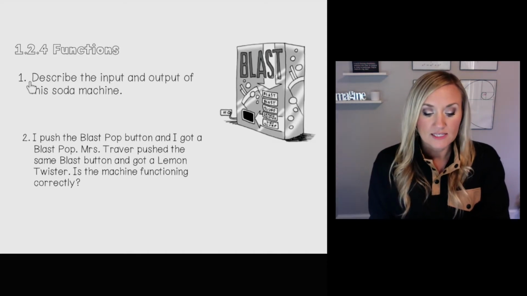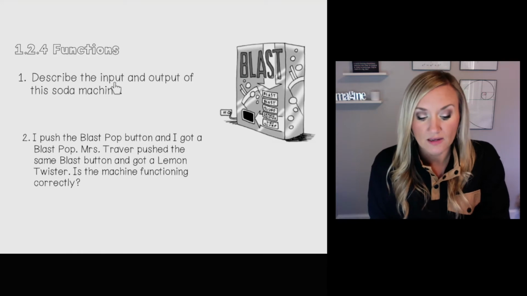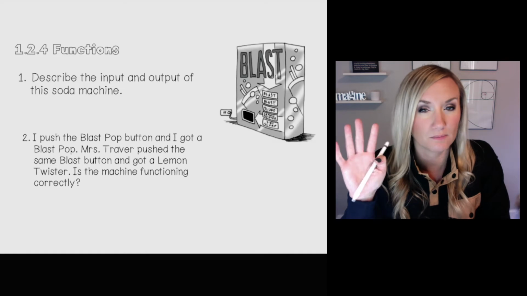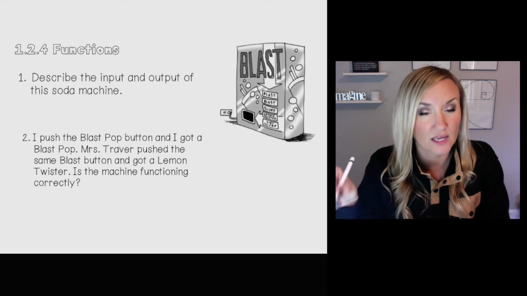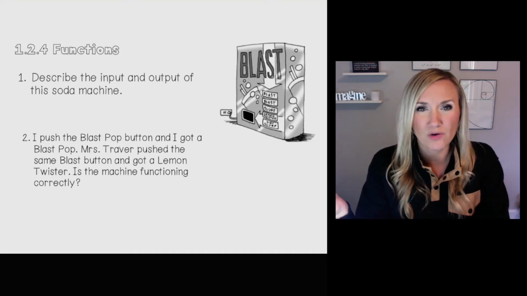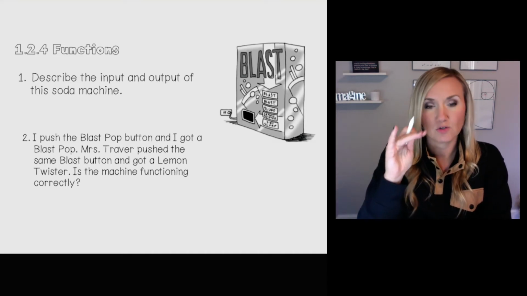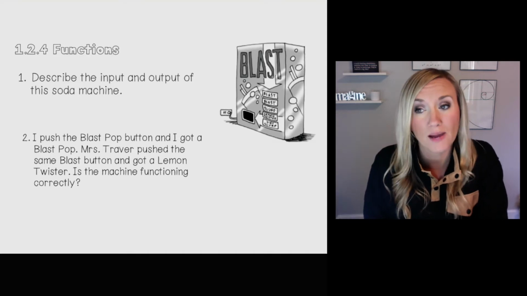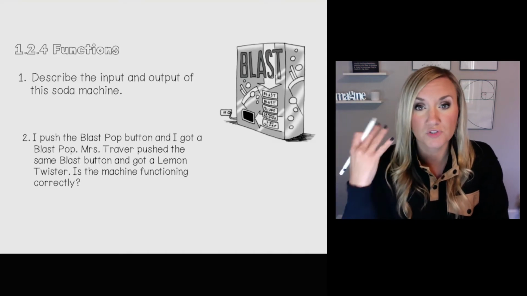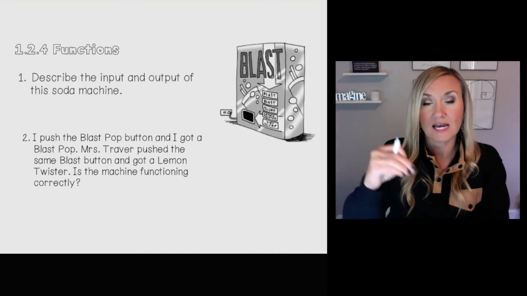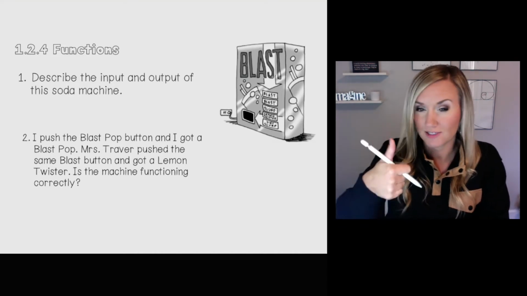So it says number one, describe the input and the output of this soda machine. But I'm going to back you up. You should have paused by now and kind of wrote some notes down. And I know it might seem weird to write down these sentences in your notes, but it's really helpful. I promise you, this knowledge will stay in your long-term memory way longer if you're writing it down and you're listening to me. So try it out.